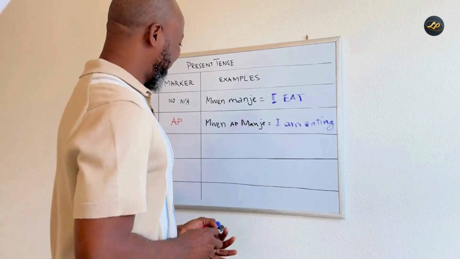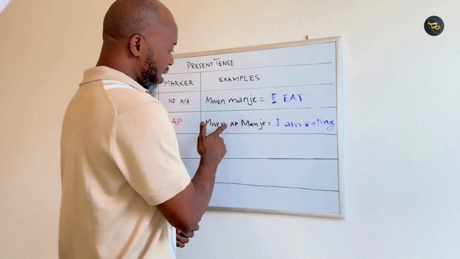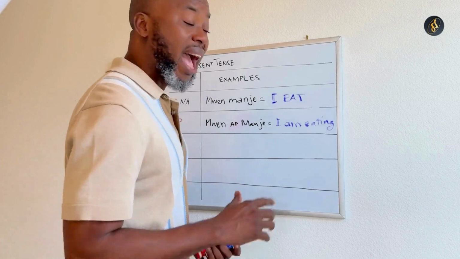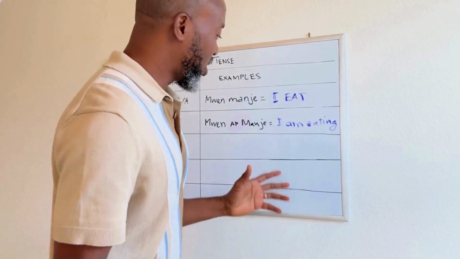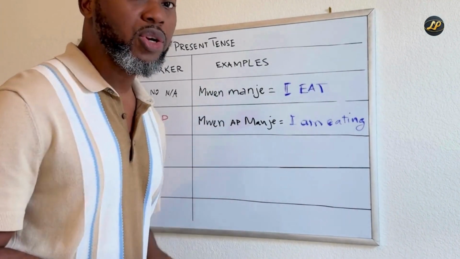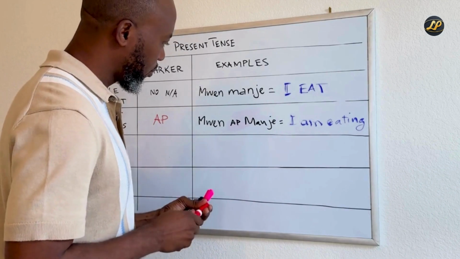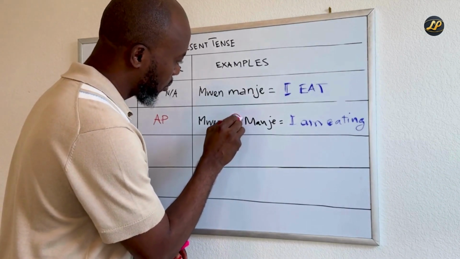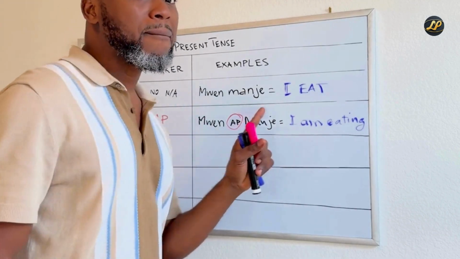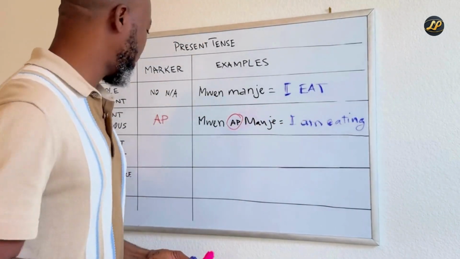Okay? Well, moi a manger. I am eating. So to indicate the continuity of the action, we use the word a. The marker is a. And it's placed before the verb. Moi a manger. I am eating.